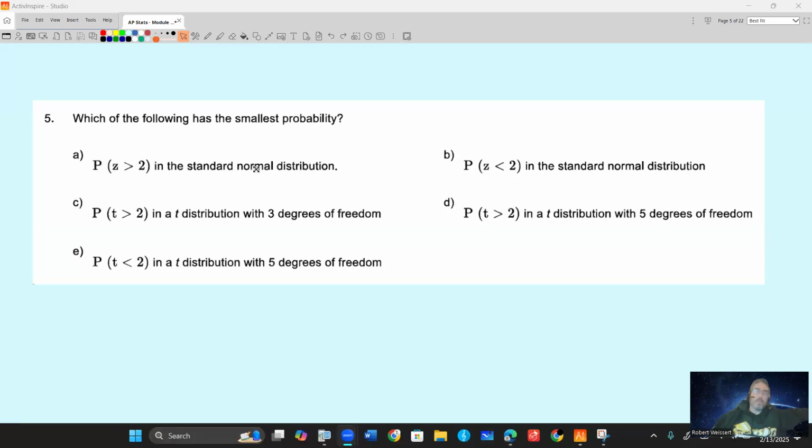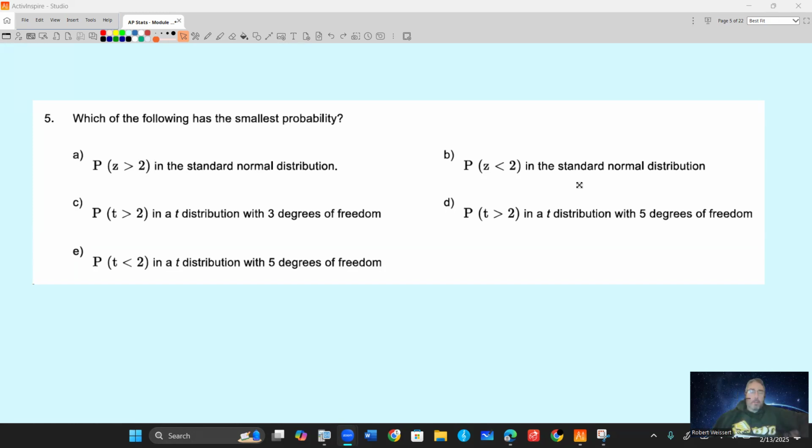Question 5. Which of the following has the smallest probability? The probability that z is greater than 2 in a standard normal distribution, the probability that t is greater than 2 in a t-distribution with 3 degrees of freedom, the probability that t is less than 2 in a t-distribution with 5 degrees of freedom, and so on. You can read the rest. I don't need to do that for you.